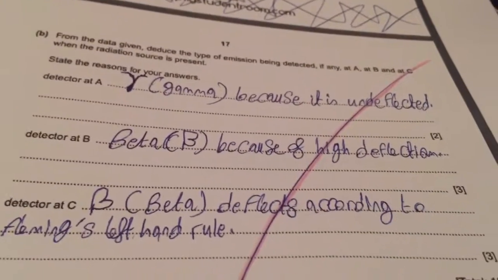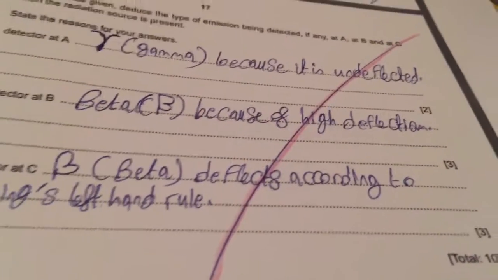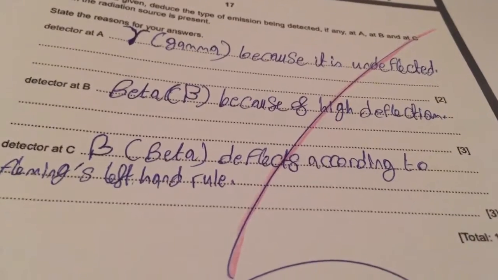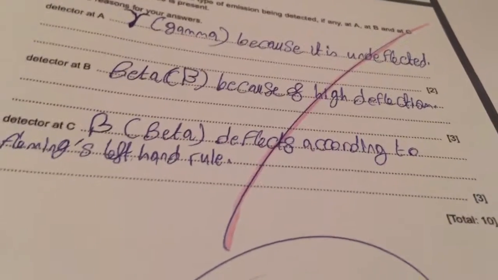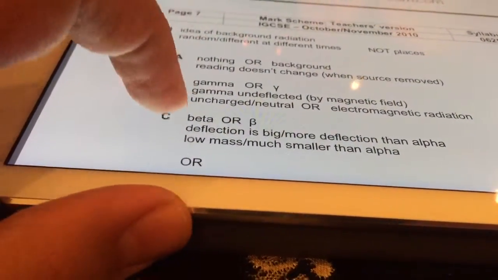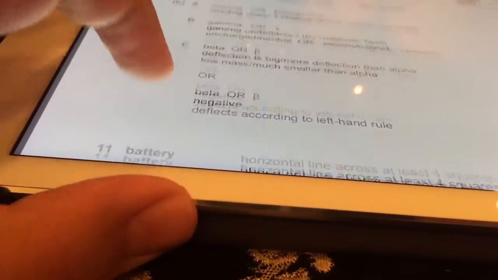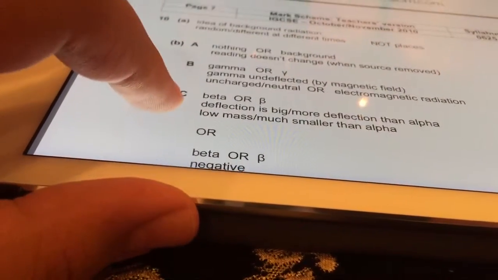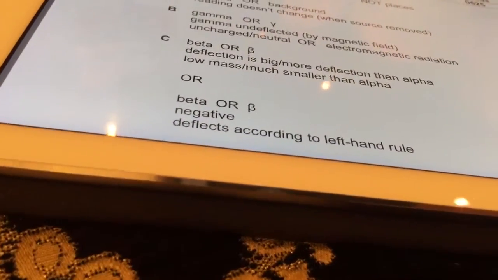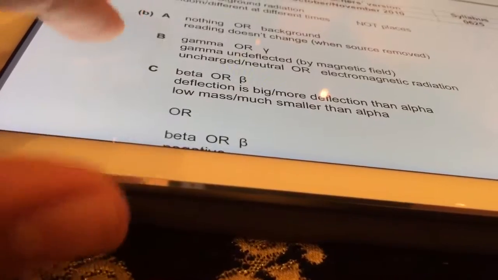B, gamma because it is undeflected. Detector at B because of high deflection, I said it's beta. Detector at C, beta deflects according to Fleming's left-hand rule. Okay, gamma, beta, and beta. Sorry, for A it's actually nothing. For B, which is gamma, and C, it's beta. So here we go, we are done with the exam.